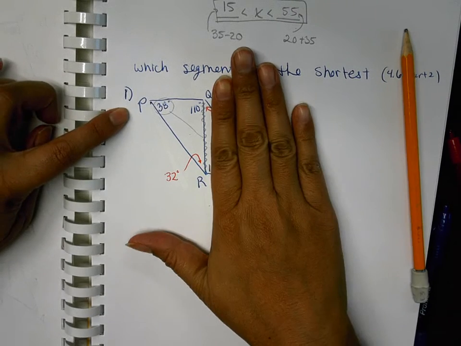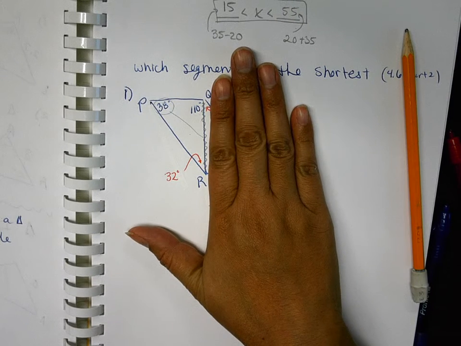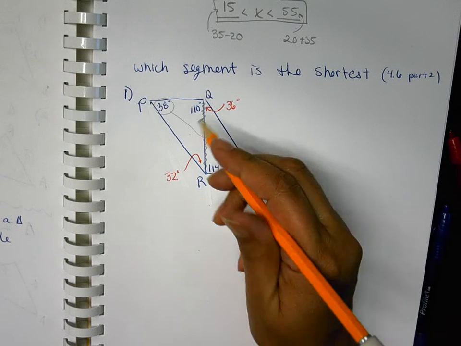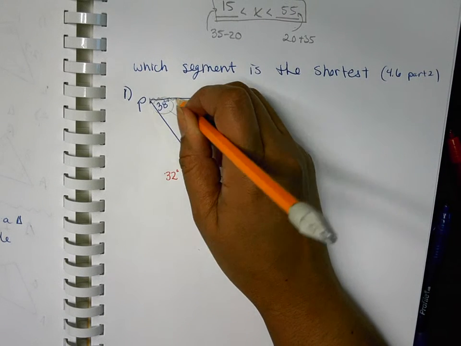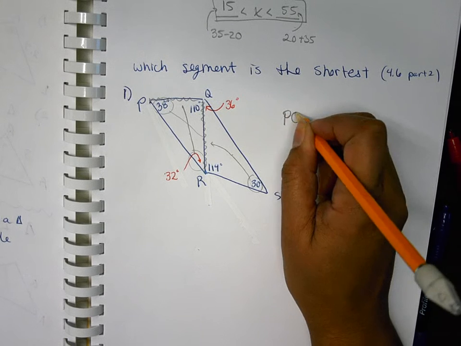So on my left triangle, which angle is the smallest? Angle R, the 32. So which side is opposite the 32? PQ. So PQ is your final answer.